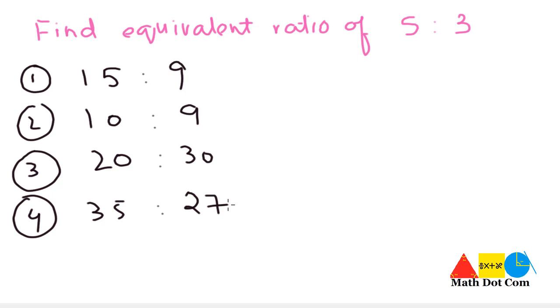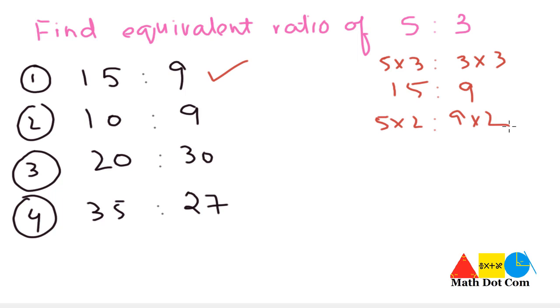For 15:9, we have to multiply the 5 with 3. It means 5 into 3 ratio 3 into 3. That is 15:9. Yes, it means this is the equivalent ratio of 5:3. Okay. For the next option, 10, we have to multiply 5 with 2 and 3 with 2. It will be 10:6. It means this is not the right answer.